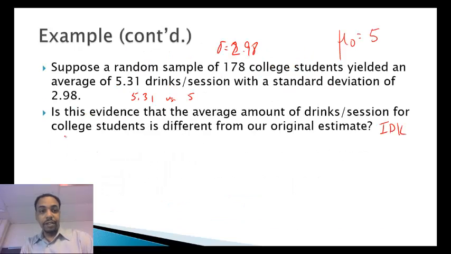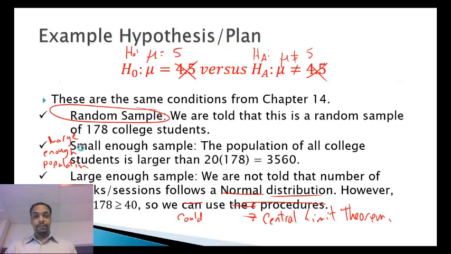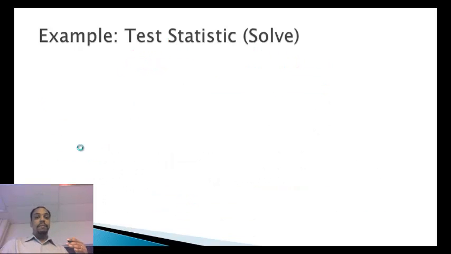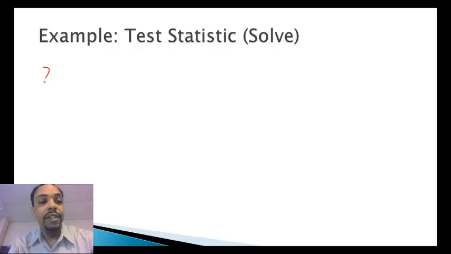And for good measure, let's make sure that we say we're going to do the test at alpha equals 0.05. That's probably a standard thing to do. So that's the hypothesis, that's the plan. Next step is to use the test statistic. And the test statistic for us was z equals x bar minus mu naught over standard deviation over radical n.